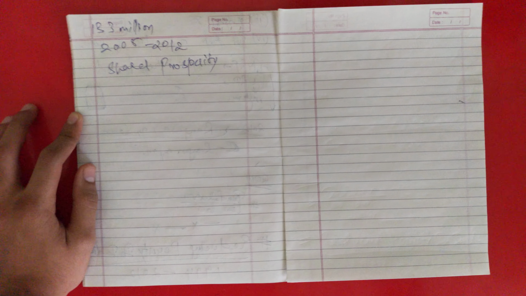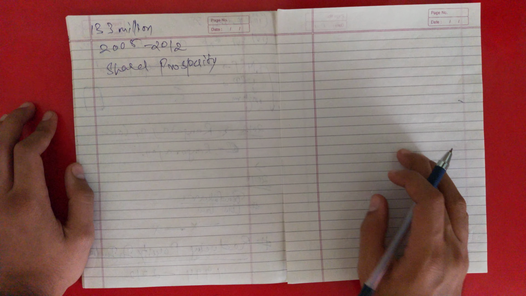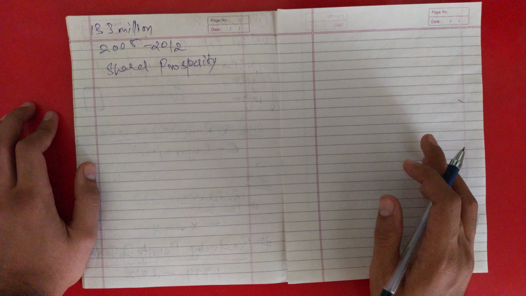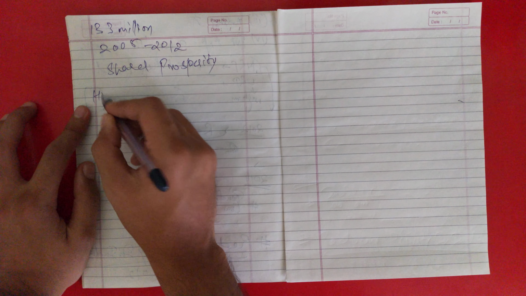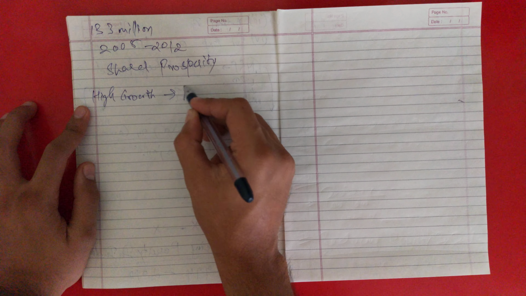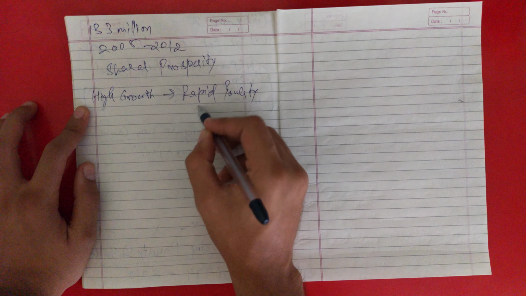If I talk about high growth, in many cases when a country experiences high growth, rapid poverty reduction quickly follows. High growth leads to rapid poverty reduction.